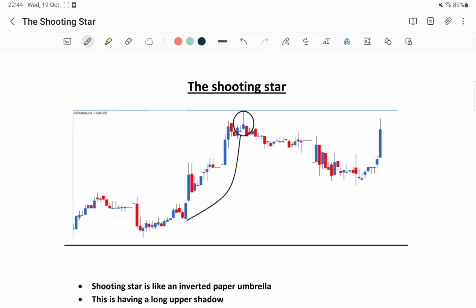So in this video, we are going to discuss the single candlestick pattern that is called the shooting star. So let's understand the logic behind the shooting star and how we can use this single candlestick pattern to trade or to invest or to exit our position. So let's understand the shooting star candlestick pattern which you are seeing here.